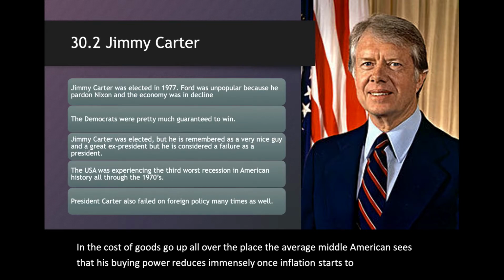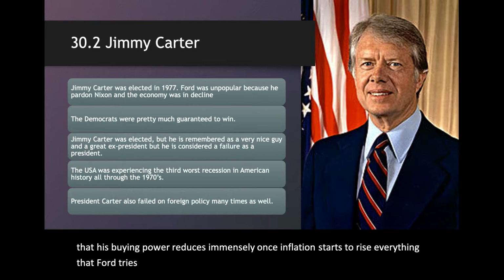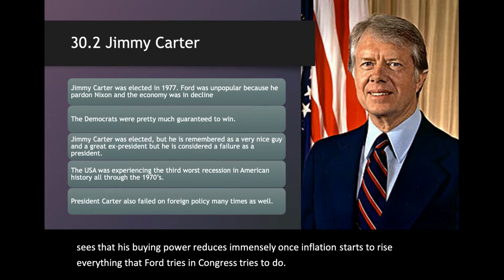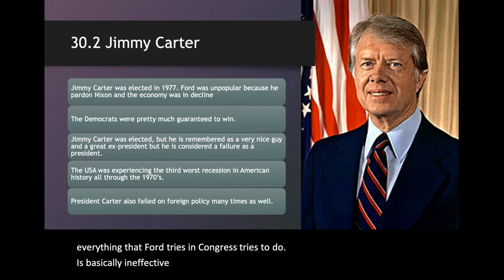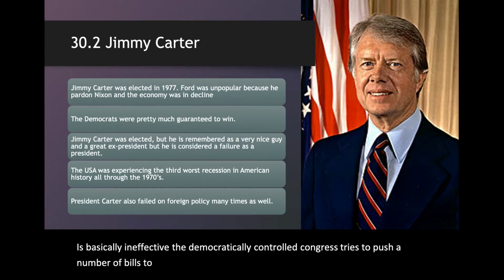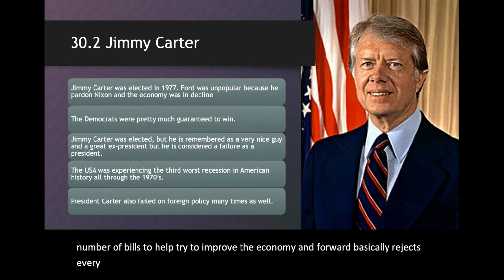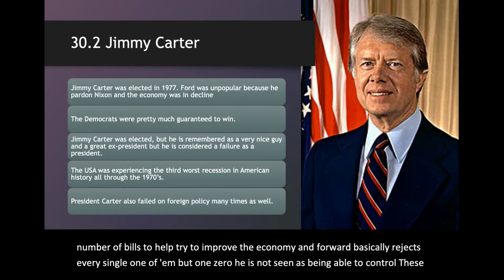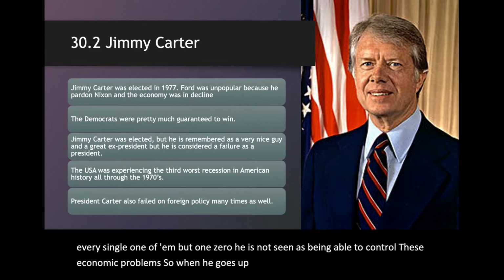Everything that Ford tries and Congress tries to do is basically ineffective. The Democratically controlled Congress tries to push a number of bills to help improve the economy, and Ford basically rejects every single one of them but one. So he is not seen as being able to control these economic problems. So when he has to run against Jimmy Carter, Ford looks inept.